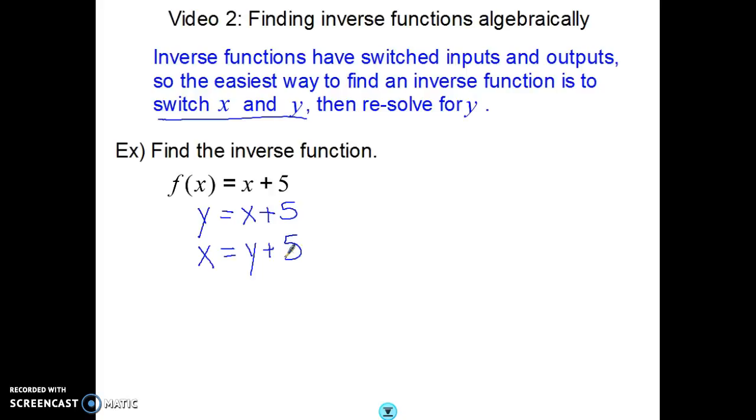Now all we have to do is solve for y, and we'll have our inverse function. So to solve for y here, the easiest way to do it is subtract 5 from both sides, which will give us x minus 5 equals y, which last step is just going to be to rewrite it using our new notation. So f inverse of x equals x minus 5. So now we have the inverse function of our original function.